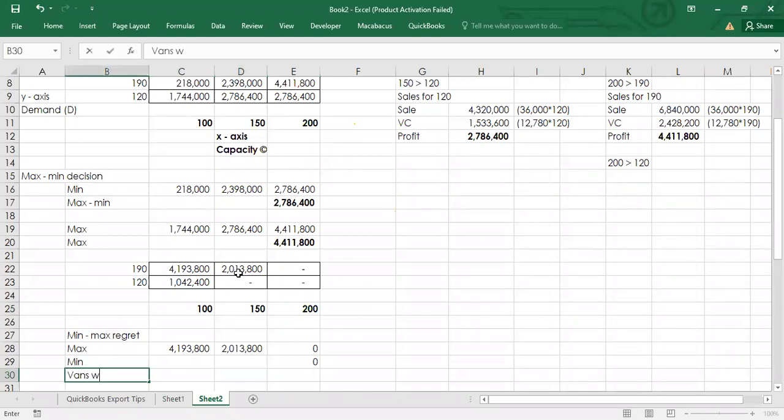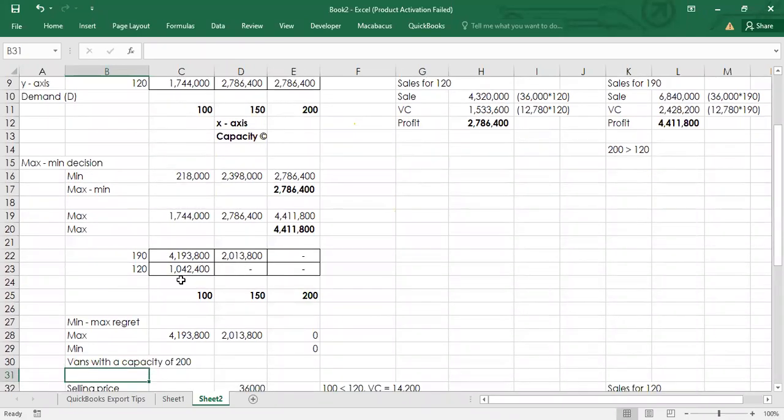a crate of vans with capacity 200 will be the best here. So guys, that's how we go about this. There was the mistake is instead of using the difference of 40, 150 use 20.